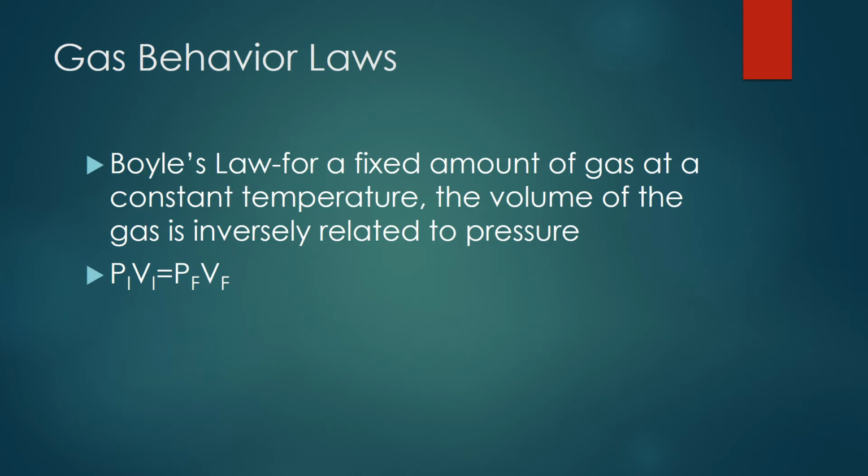So our first gas behavior law is called Boyle's law. The definition of Boyle's law is, for a fixed amount of gas at a constant temperature, the volume of the gas is inversely related to pressure. To break down this definition, it says a fixed amount of gas, so the number of particles is not changing. It's also at a constant temperature, so temperature is not changing at all. The volume of the gas is inversely related to the pressure. Inversely means that they're doing the opposite of each other. So as one goes up, the other goes down.